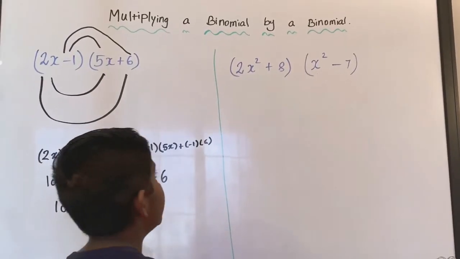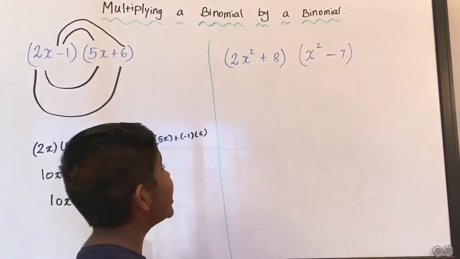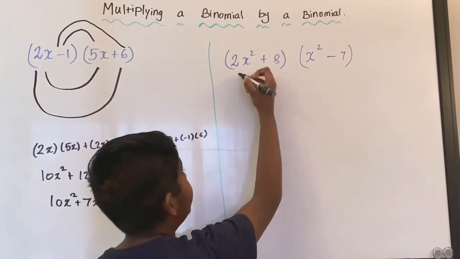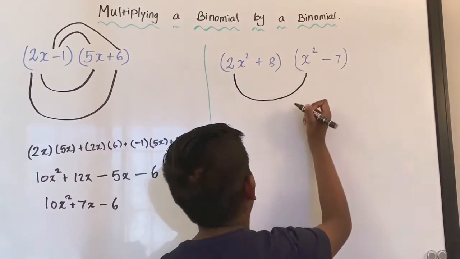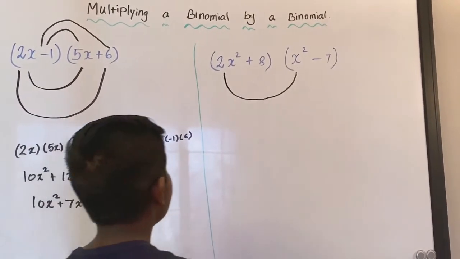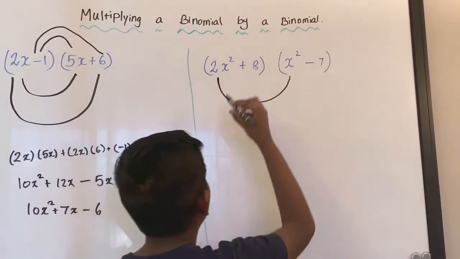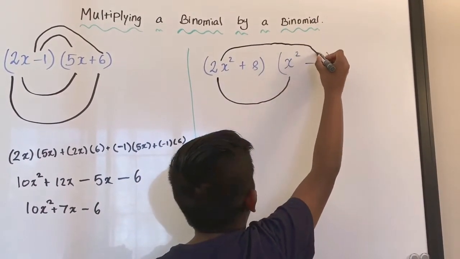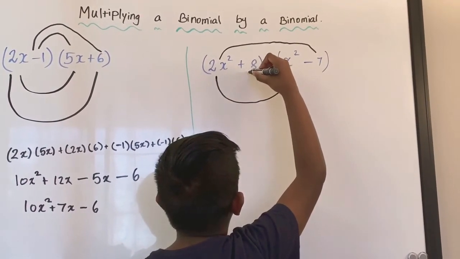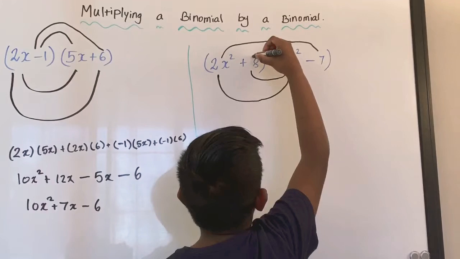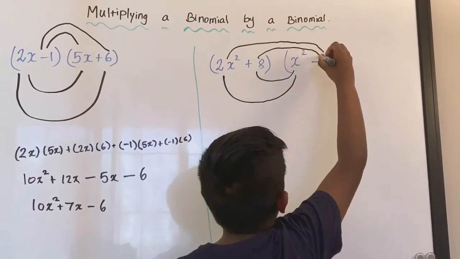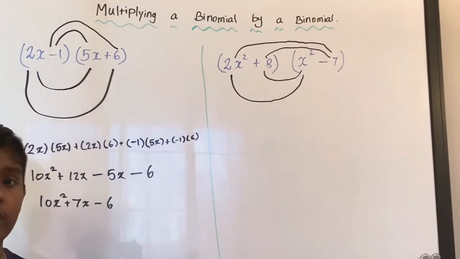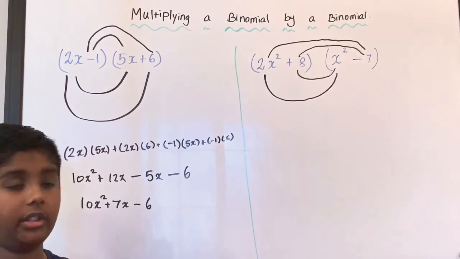Okay, let's move on to the next question: 2x squared plus 8 times x squared minus 7. Let's use the FOIL method. 2x squared times x squared. We have to do the first term. And then we combine the terms together. Let's write it separately now.